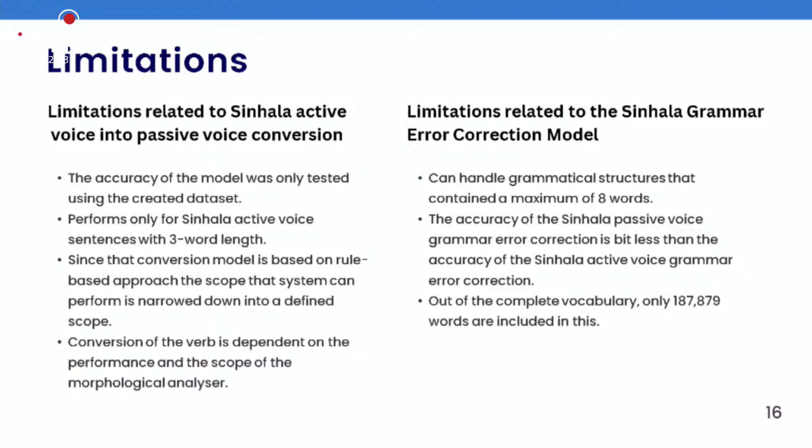When moving on to the limitations related to the Sinhala grammar error correction model, it can handle grammatical structures that contain a maximum of 8 words. The accuracy of the Sinhala passive voice grammar error correction is a bit less than the accuracy of the Sinhala active voice grammar error correction. Out of that complete vocabulary, only 187,879 words are included in this.